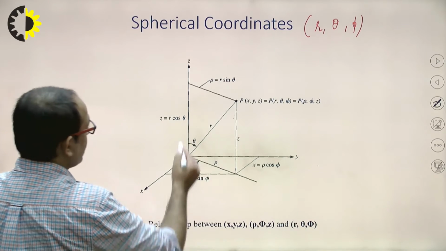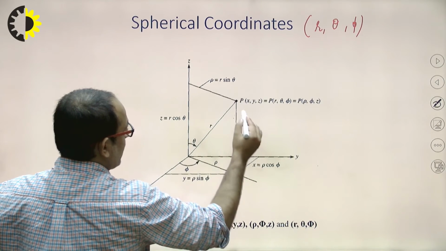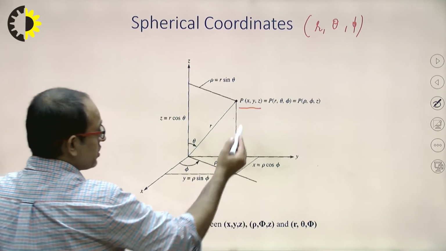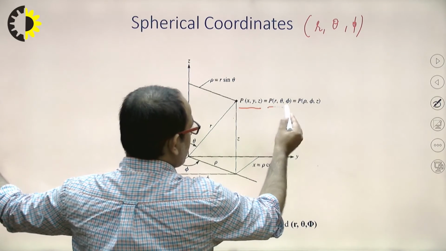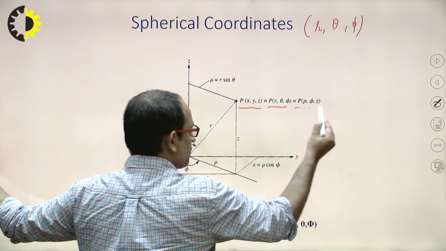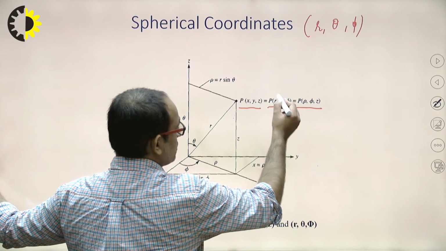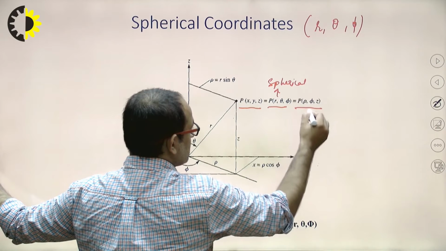You will see here that this is point P, and this point P is represented in Cartesian coordinates as x, y, z. In the cylindrical coordinate system it is represented as rho, phi and z, and in the spherical coordinate system this same point is represented as r, theta and phi.